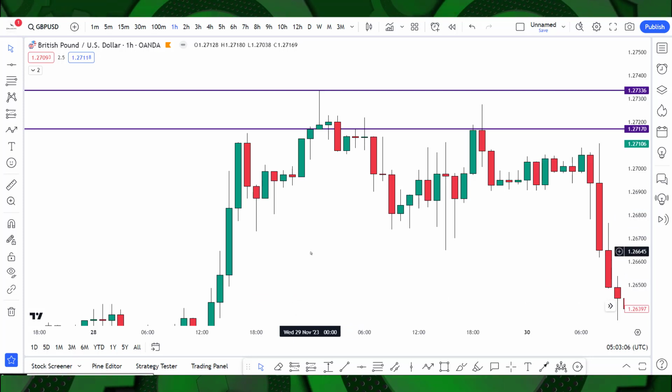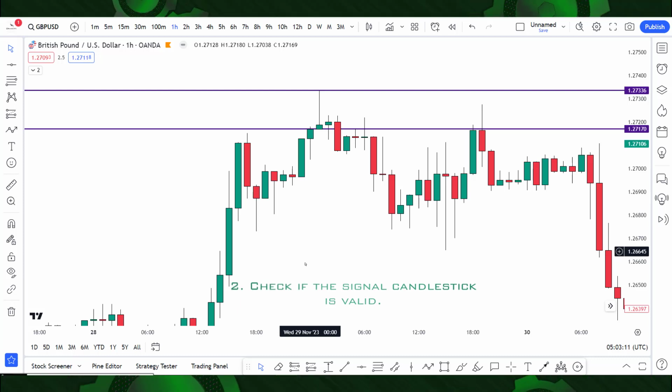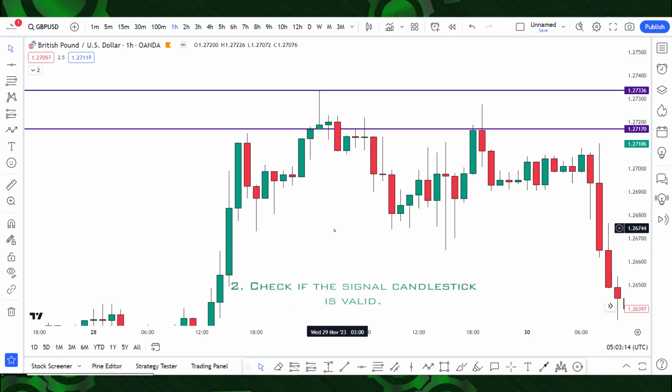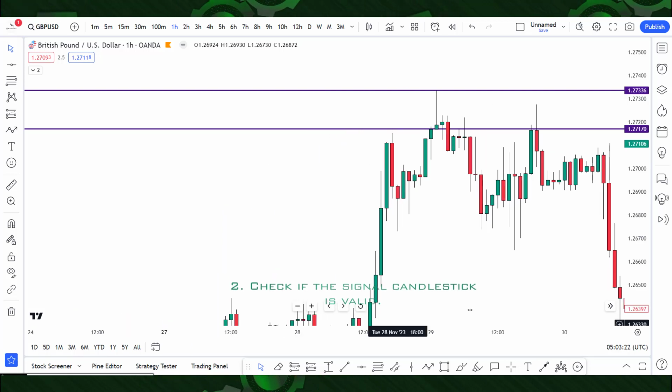The second thing that you need to do is to check if the signal candle is valid. And how do you check if the signal candle is valid? Just by looking left. You have to look to the left side so that you can see what has happened in history.